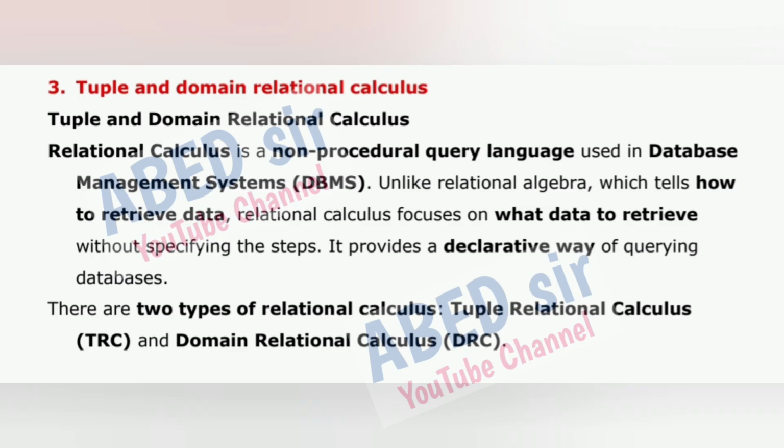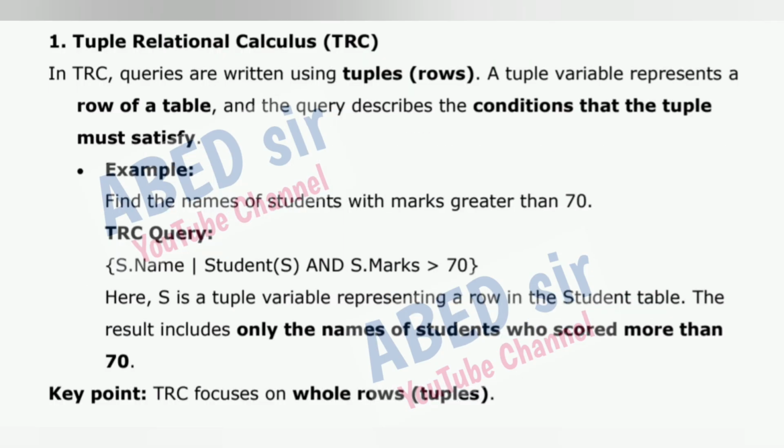There are two types of relational calculus: tuple relational calculus, TRC, and domain relational calculus, DRC. 1. Tuple relational calculus, TRC. In TRC, queries are written using tuples, rows. A tuple variable represents a row of a table, and the query describes the conditions that the tuple must satisfy.